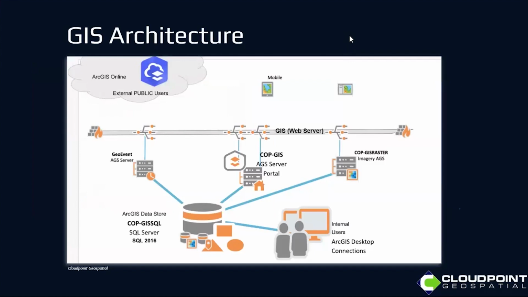So the GIS architecture for the City of Pekin, they have ArcGIS Enterprise on a few different servers here. They also have a portal set up along with ArcGIS Online.